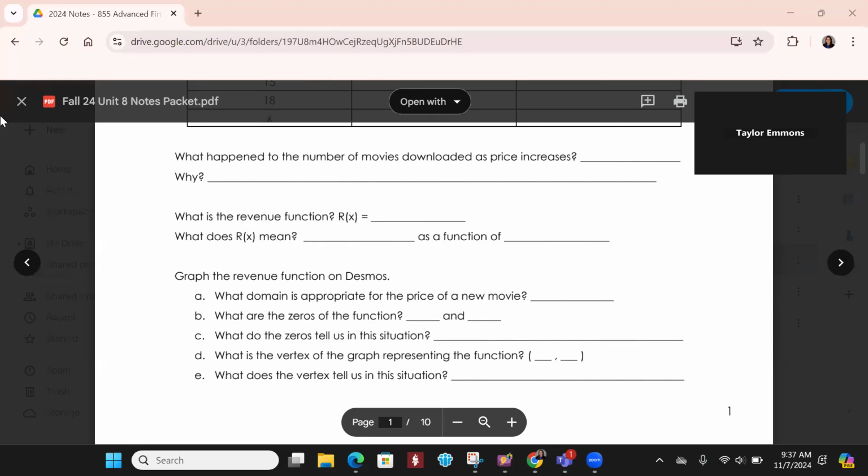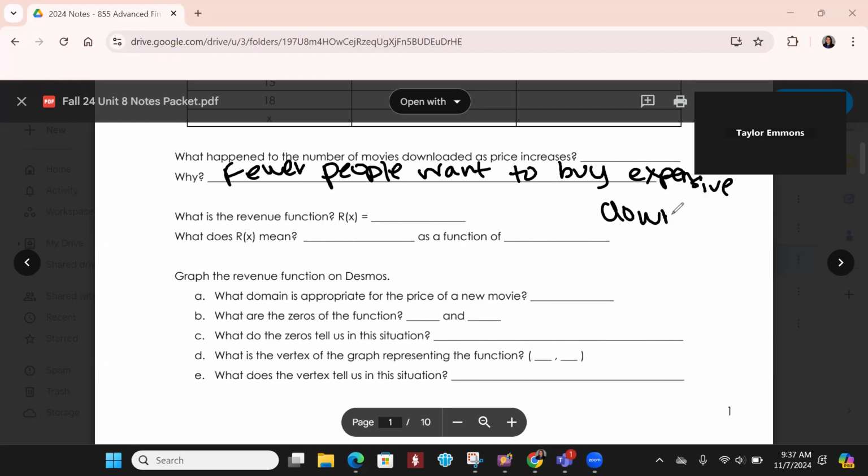Okay, fewer people want to buy expensive downloads. Look at that awful handwriting. Who let me do this?